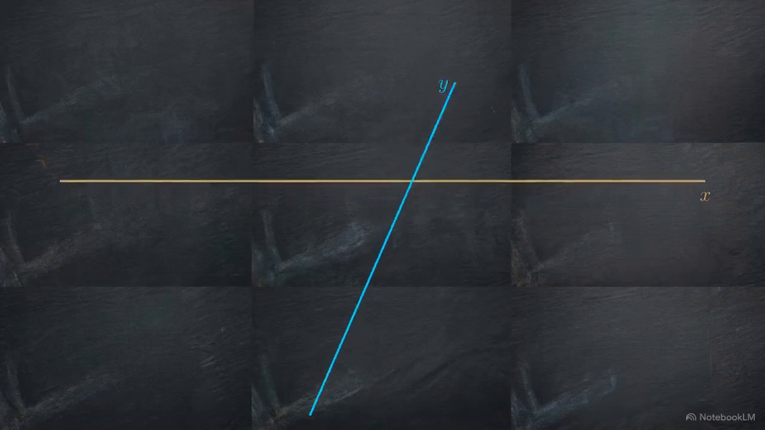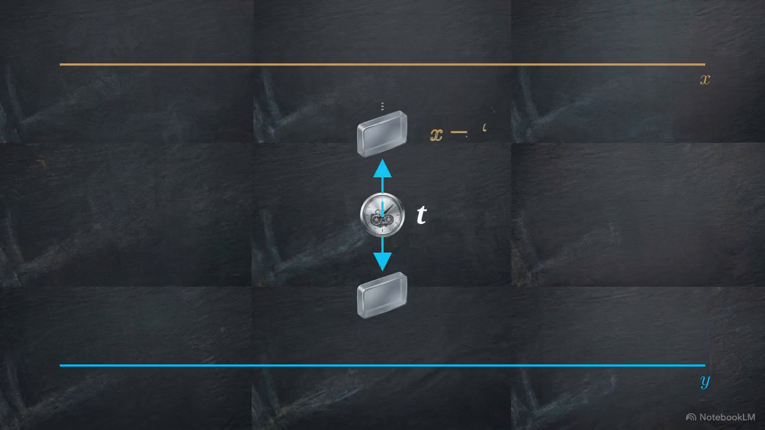Instead, we introduce a third independent variable, a parameter. In engineering, this is usually time, t. This creates our parametric equations. The x-coordinate becomes its own independent function of time, x equals f of t, and the y-coordinate a separate function, y equals g of t.